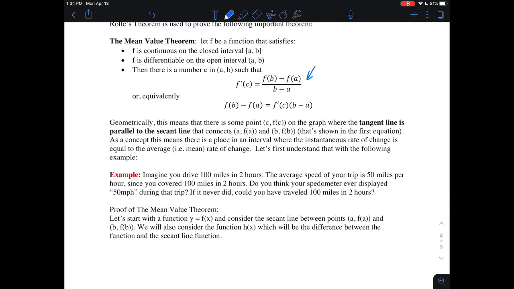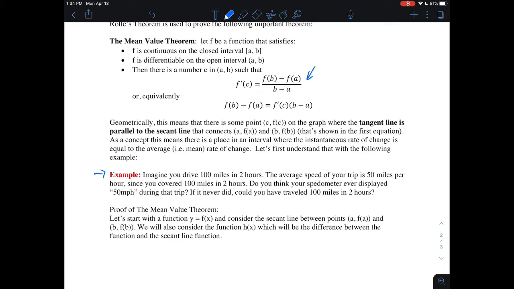As a concept, what the mean value theorem tells us is there is a place in the interval where the instantaneous rate of change is equal to the average, or in other words, mean rate of change. So that's where the title mean value theorem comes from, average value theorem. So to understand that, here's a really simple example.